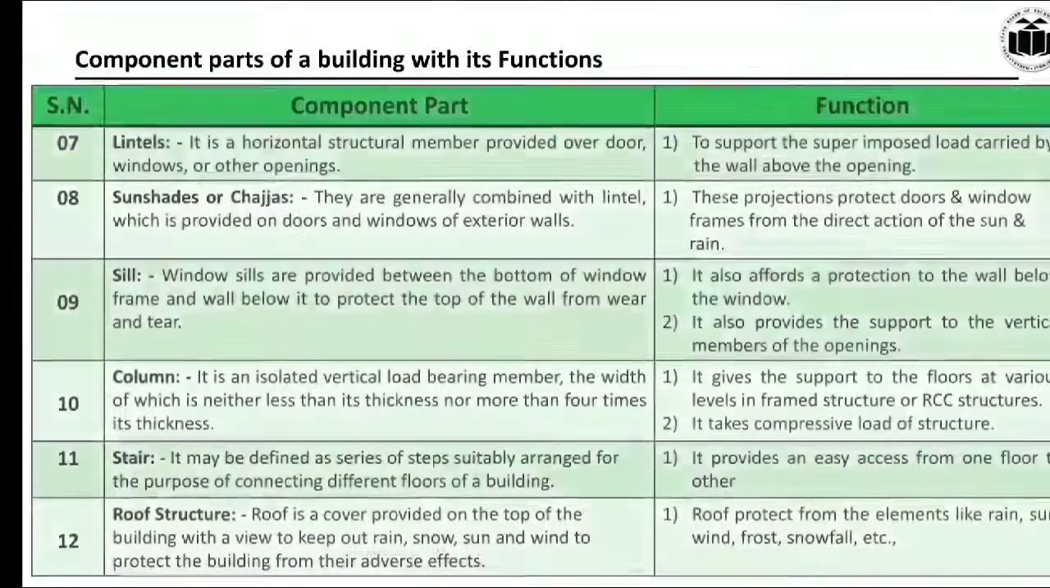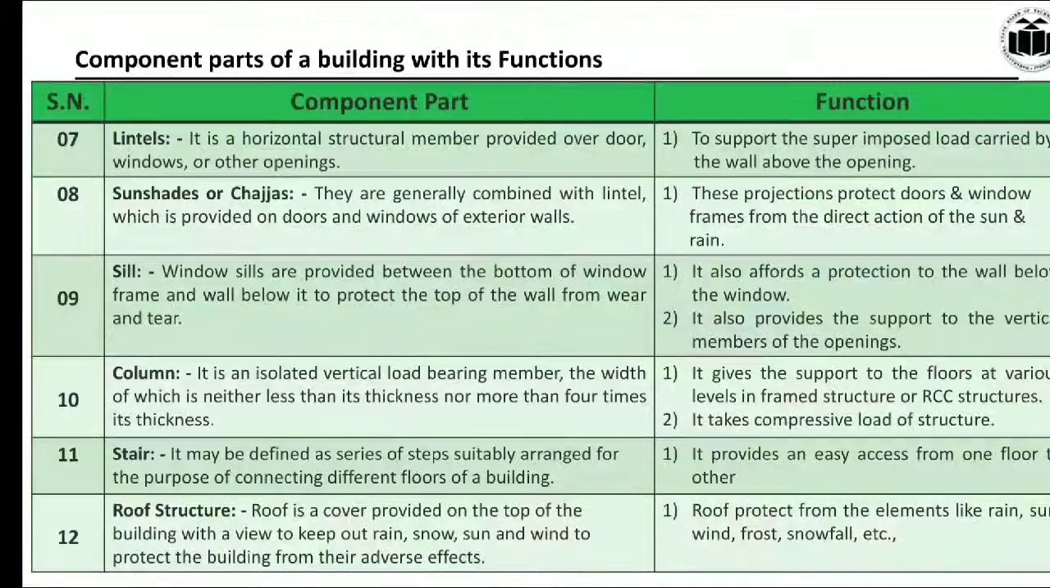Moving further, lintels, it is a horizontal structural member provided over doors or windows or other openings, and function: to support the superimposed load carried by the walls above the opening. Sunshades or chhajjas, they are generally combined with lintel, which is provided on doors and windows of exterior walls. And their function: these projections protect doors and window frames from the direct action of sun and rain.